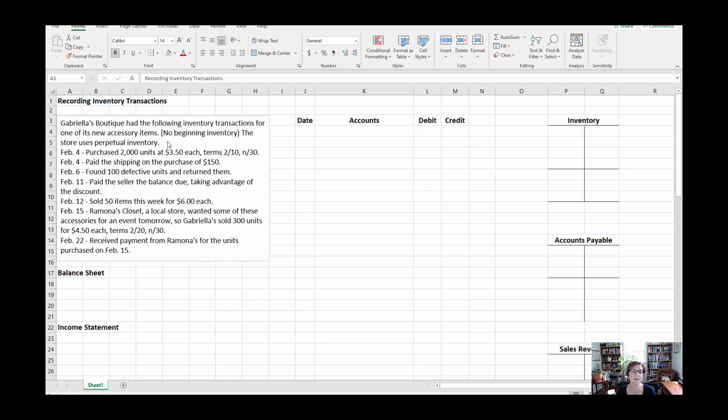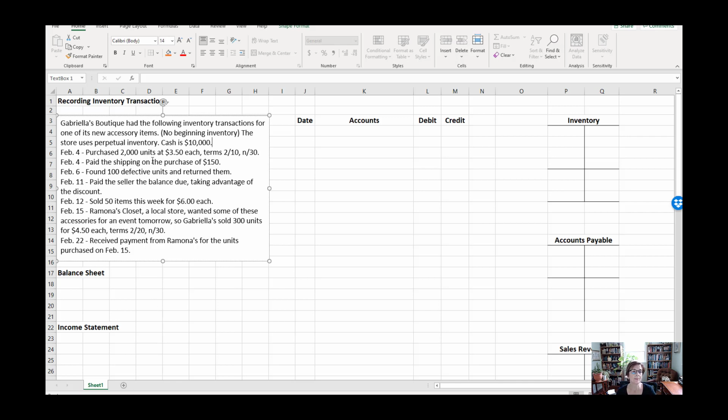So this is a new accessory item. They don't have any beginning inventory. The store uses perpetual inventory, which means that they record all of the inventory purchases that come and go. And we're also going to add in that cash at the beginning is $10,000, because we'll use that later when we come to our balance sheet. All right, so let's take a look at what happens.